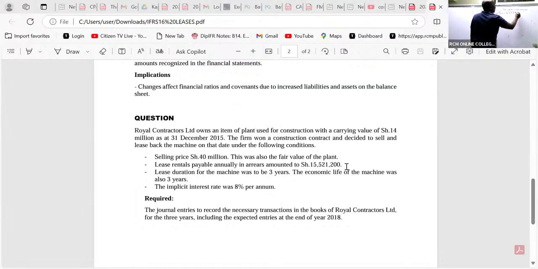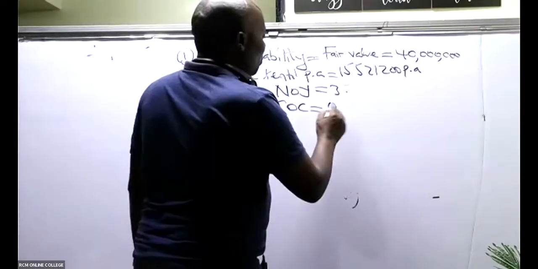And remember, this is per annum. And this lease rental will be paid for how many years? Remember, this is supposed to be a lease for 3 years. So number of years are 3. And then they have also given us the cost of capital or the implicit interest rate. You can see here. This is the rate of return. The implicit interest rate is 8%.